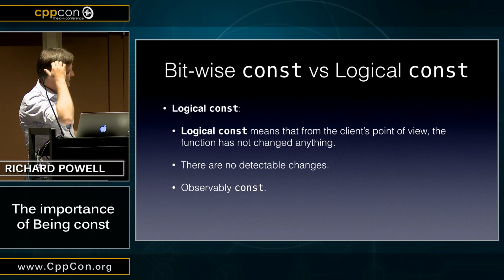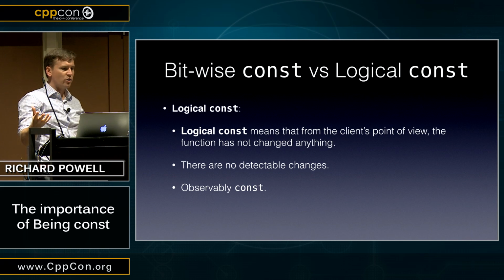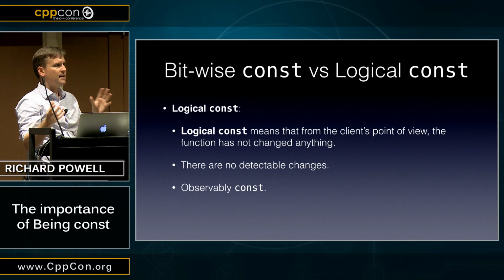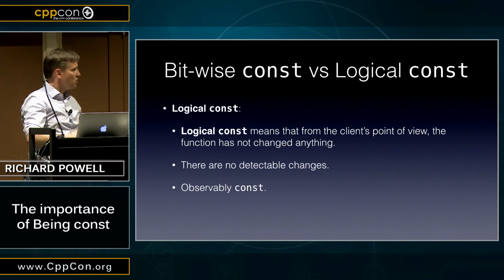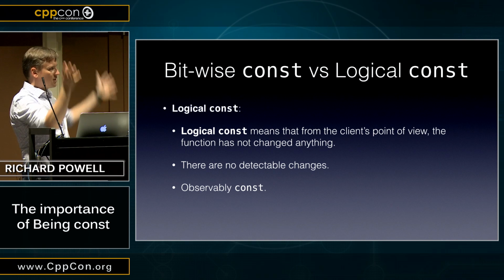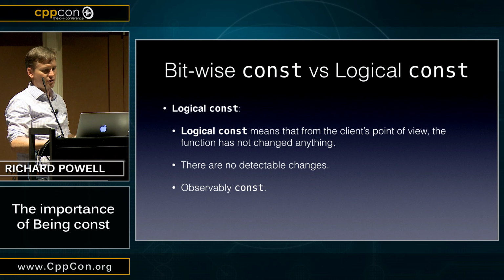Logical const means that, from the client's point of view, the function hasn't changed anything. Another way of saying it is observably const. It's not really changing the state of my program through my const function.